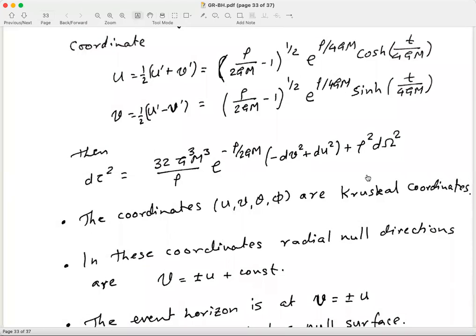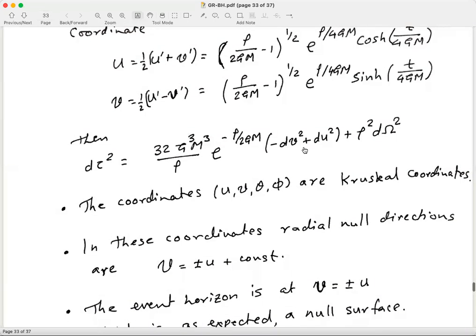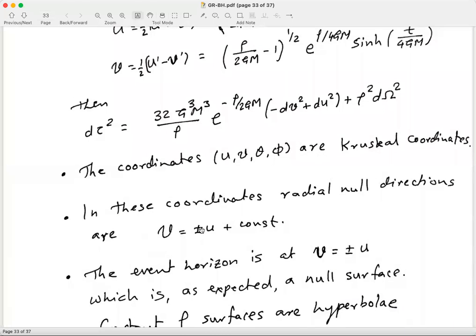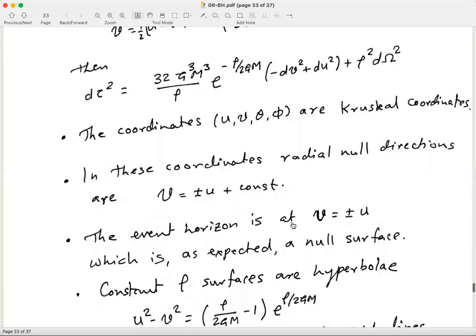In this geometry, it's kind of obvious now that there is an overall factor sitting in front of the null directions. Written in terms of space and time coordinates, v equal to plus or minus u are essentially radial null geodesics. Actually, v equals plus or minus u is the event horizon, and v equals plus or minus u plus some constant are the other radial null geodesics. So among all the possible radial null directions, v equal to plus or minus u is the event horizon, which, as we have seen in various other coordinate systems, is a null surface.